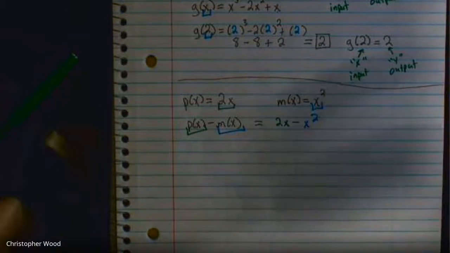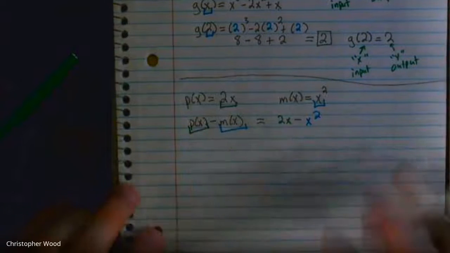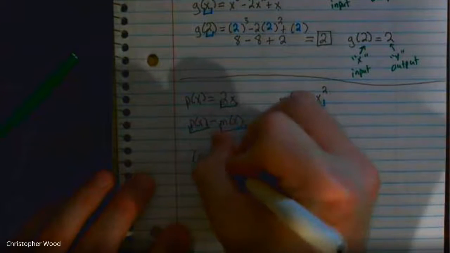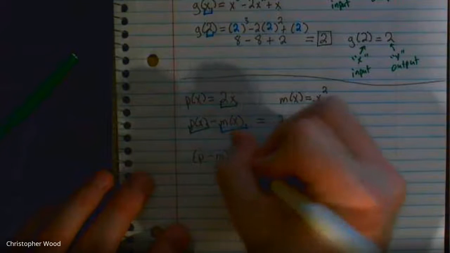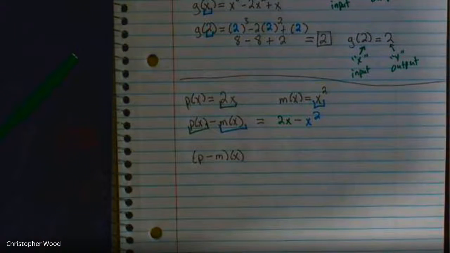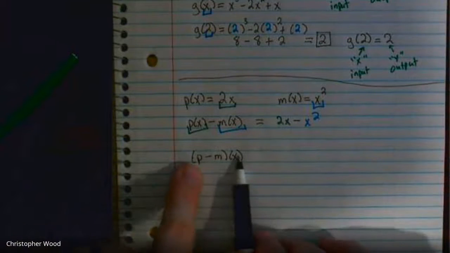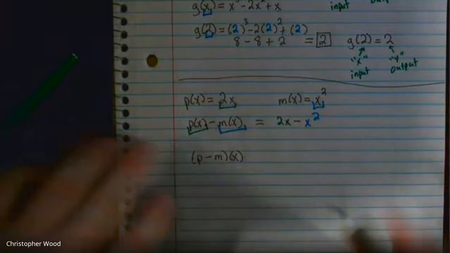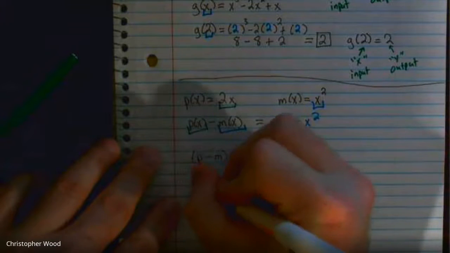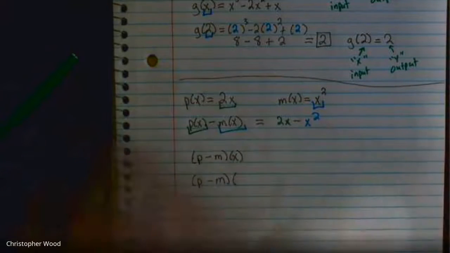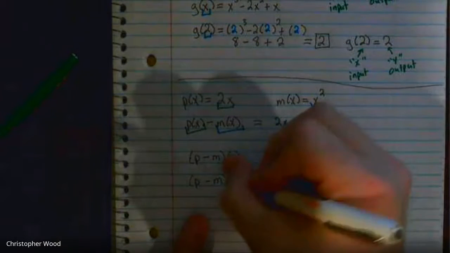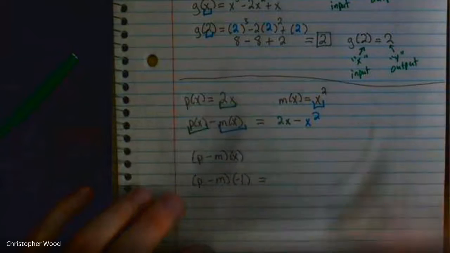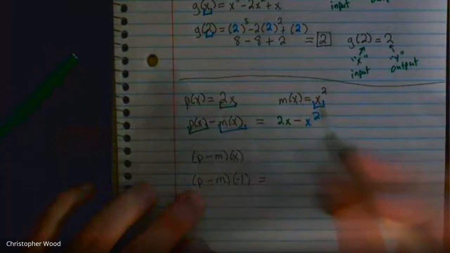But you might see this a little bit different. You might see it like p minus m of x, which means the exact same thing. So it means I'm taking the p function of x minusing the m function of x. You might also see it like this, where it's p minus m. Now instead of x, I give you a number like -1. All this means is I do the exact same thing. I take the p function, which is 2x.